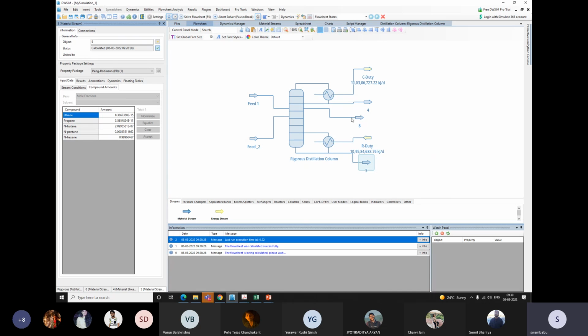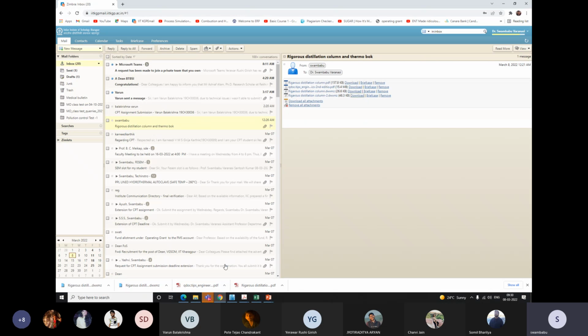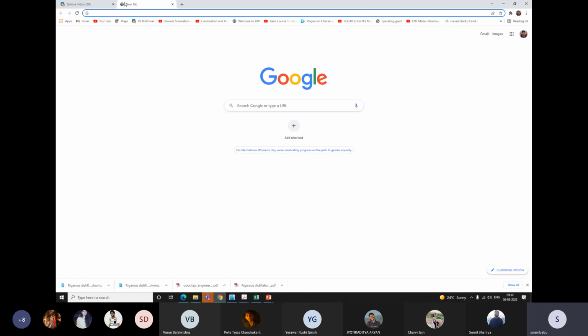You can add multiple side streams. You can add multiple feeds. You can take out a liquid side stream or a vapor side stream, and of course we don't have an option to give heat input or heat output. But what is the reason for taking side streams? Can anyone give me an answer? Why? What is the application? Is there any application where we need side streams?